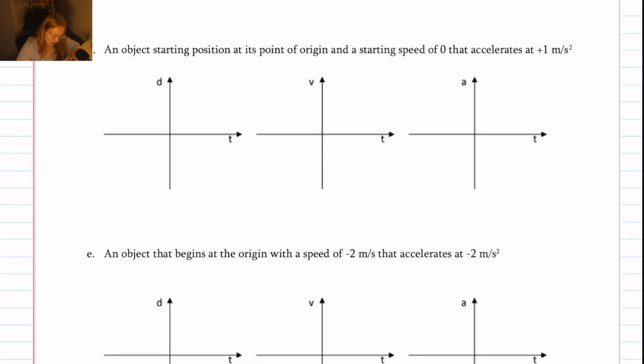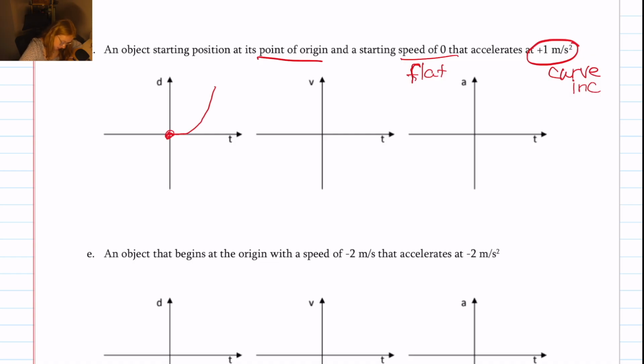An object starting position at its point of origin, so we're going to start here. The starting speed is 0, so if the speed is 0, it should start flat with a 0 slope, and then it accelerates with a +1, so we should curve, increasing that slope since it's positive. Okay, so we're going to start at the origin. We're going to start flat because it stopped, and then we increase over time. So the slope starts at 0, but then the slope is positive and increasing over time.